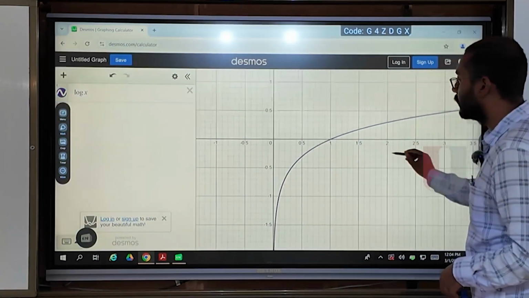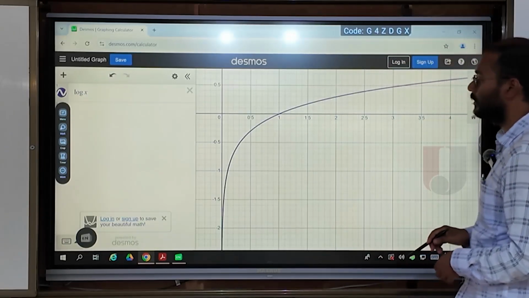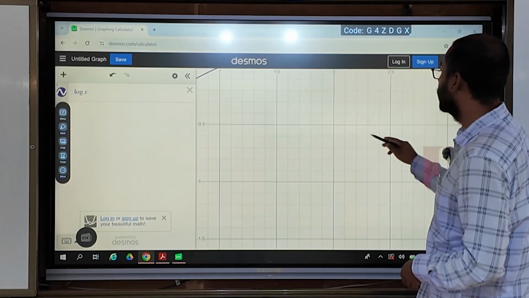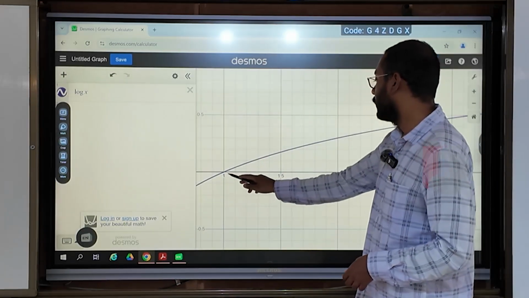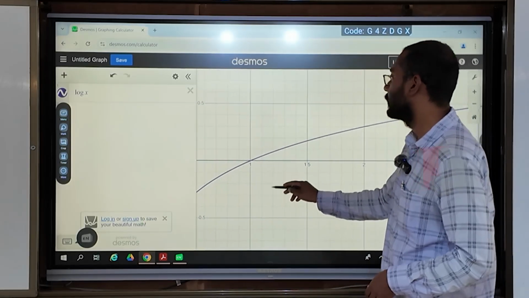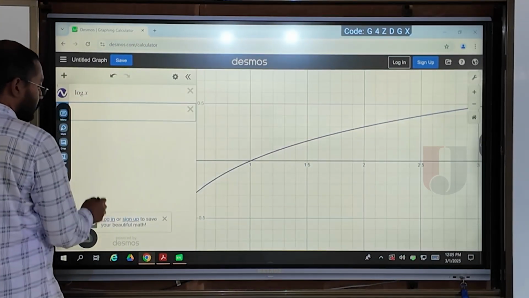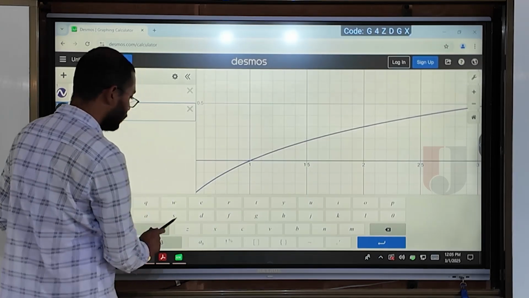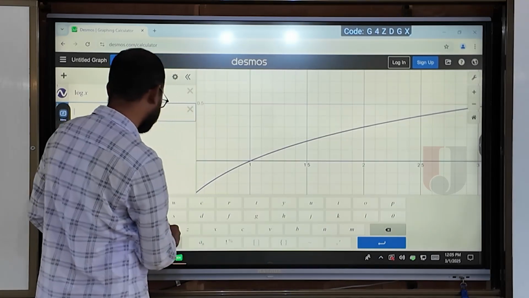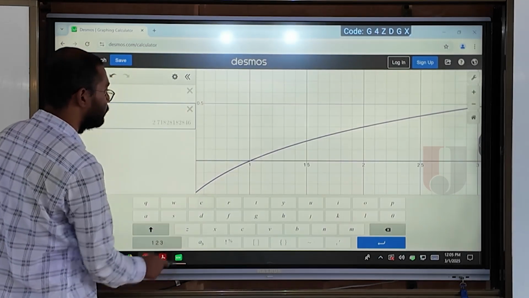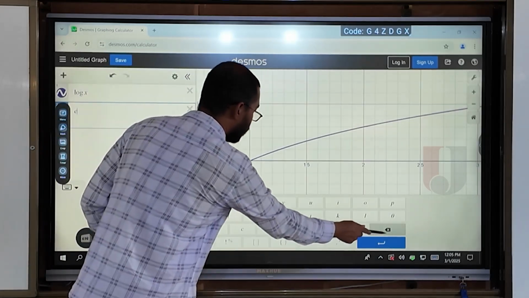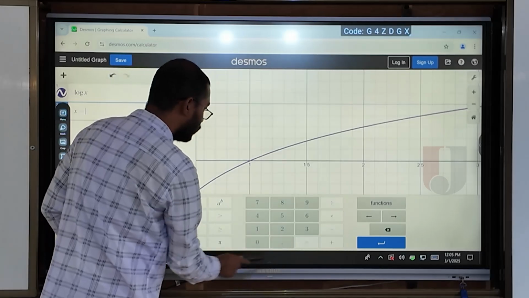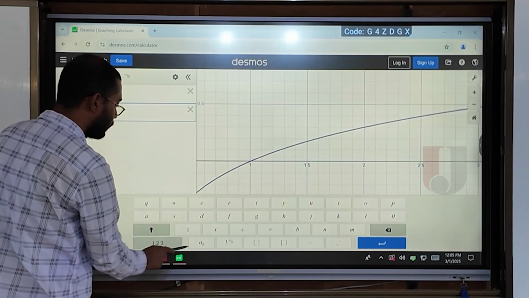We know, everyone knows, that log 1 equal to 0. So this is a log x curve. Now we have to find out the area from 1 to e. Now I write down the line x equal to e.